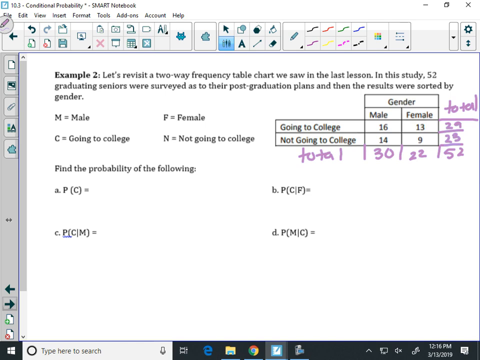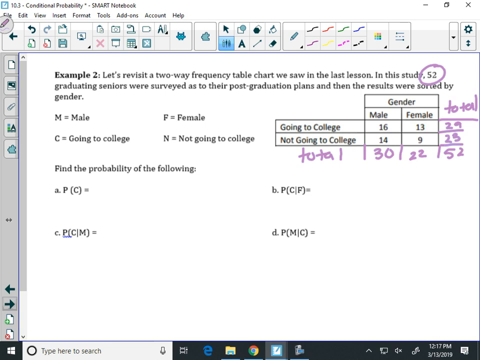And 30 plus 22 is 52. You only add one side up to get the overall total. If you add up everything on the bottom, you're double counting. And that matches what they said in the directions: 52 students were surveyed. I got 52. I'm good. Okay, so then we're going to find the probability of the following.